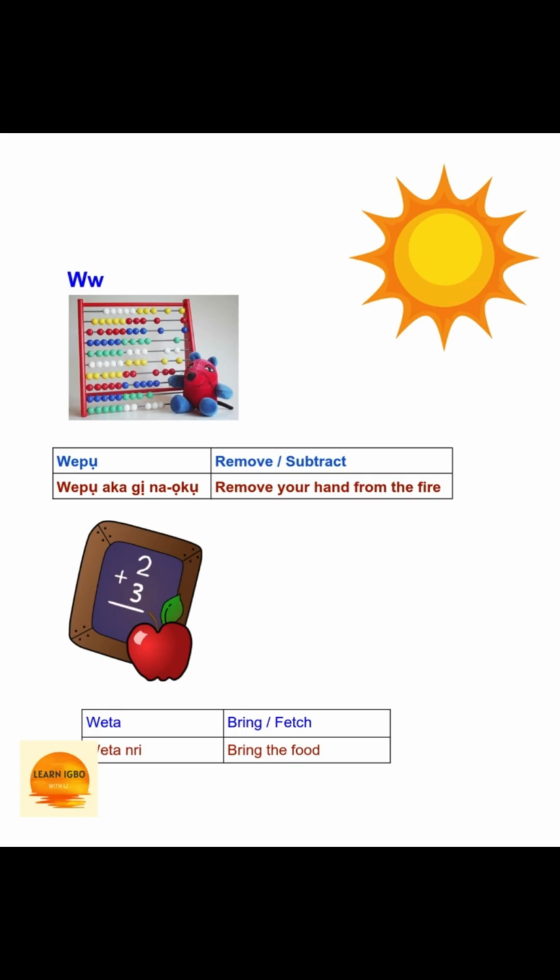Example number two. Weta. Weta, bring or fetch. You are bringing something or you're fetching something. Used in phrase or sentence. Weta nri. Bring food. Ngwanụ, ka ọ dịbanụ. Thank you.